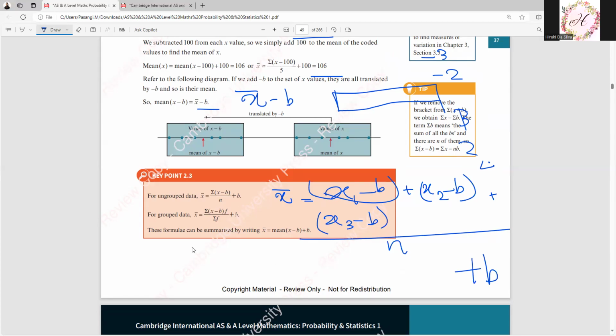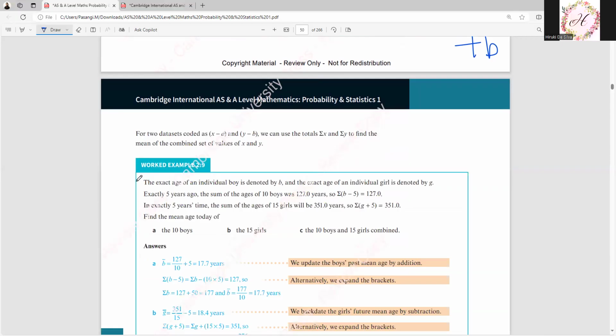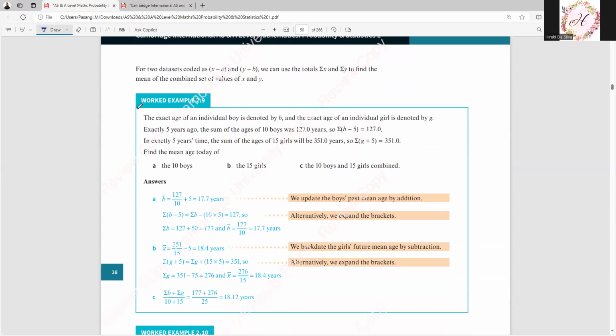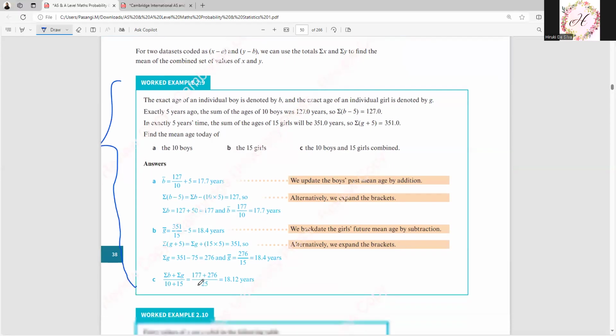So these formulas can be summarized by writing x bar, which means this one. Okay, now for two data sets coded as x minus a and y minus b, we can use the totals sigma x and sigma y to find the mean of the combined set of values of x and y as well. Okay, let's go. Can you read and try to do this worked example 2.9 as well?